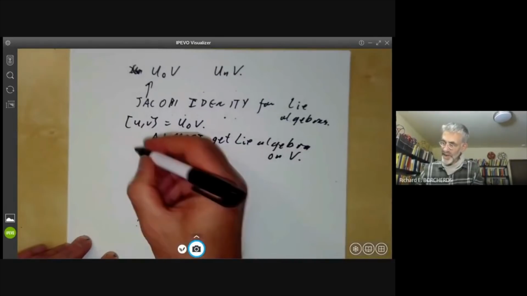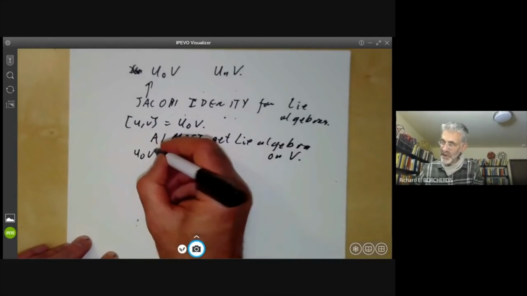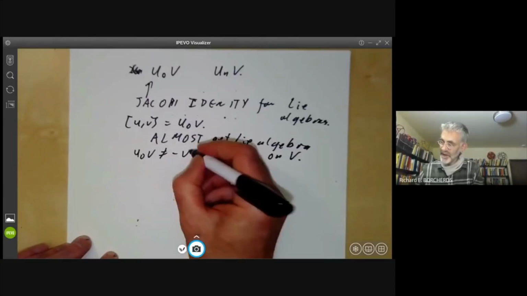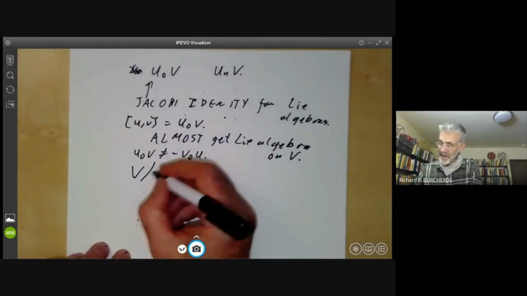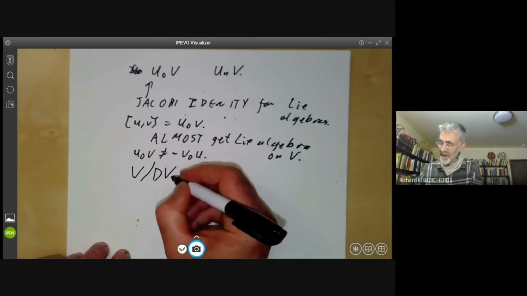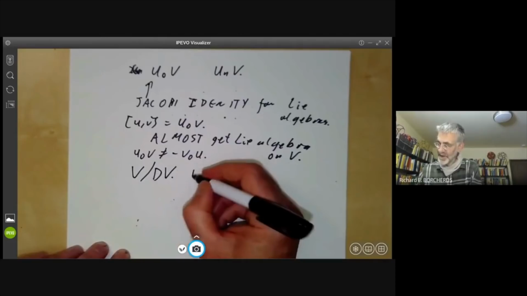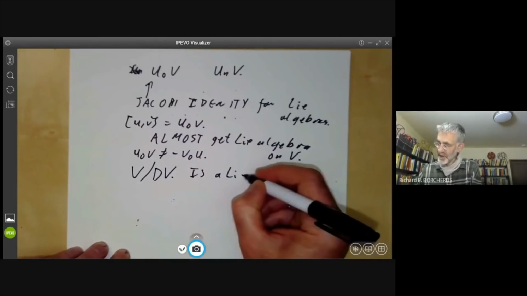And we don't quite, because it turns out that u0 of v is not equal to minus v0 of u, which would have to be for a Lie algebra. However, if you take the space v and quotient it out by the image of d and its divided powers, you find this is a Lie algebra.